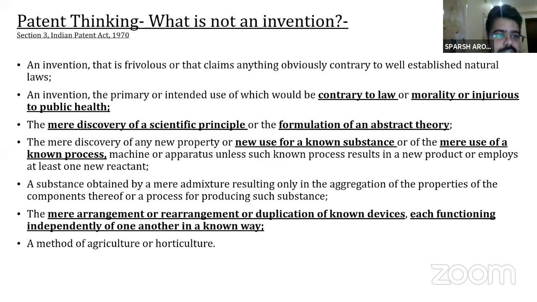Okay. So yes, this is a negative list which anybody can easily see to understand for what all things he cannot file a patent. He should not file a patent application because this is by law not patentable. These are the categories which are non-patentable subject matter. First is an invention, primary or intended use of which is contrary to law or morality or public health. For example, if you develop a device to do a theft, you cannot file a patent for it because it is contrary to the morality, it is contrary to the public health also.